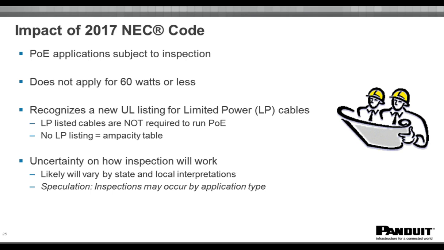If you have a UL listing of an LP or limited power cable, you're not subject to that inspection. You just show that you have an LP listed cable. So LP listed cables are not required to run PoE. It's just going to streamline your inspection process. If you don't have an LP listing, you're just going to have to refer to the ampacity table in the 2017 National Electric Code. There's a lot of uncertainty on how these inspections are going to work. It's likely going to vary by state and the local interpretations. So we think it may occur by application type.